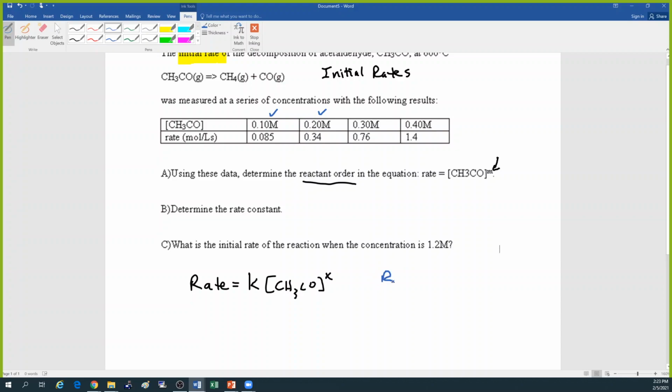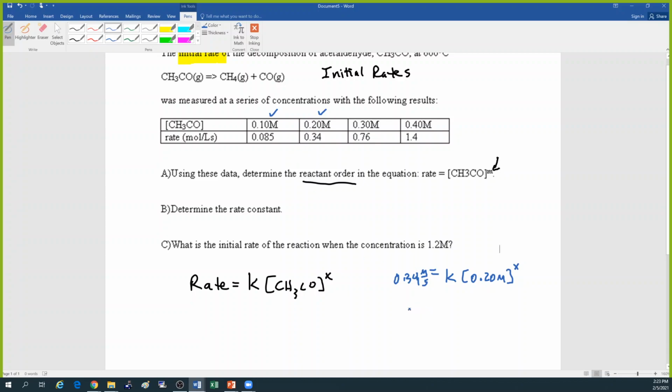So let's say the second rate, rate 2, is equal to some k that we don't know, times the concentration that we do know raised to some power that we don't know. Oh, but we do know the rate, so I can actually put a number in here, right? Which is 0.34. And I'm going to write it as molarity per second. I know it says moles per liter per second. It's the same thing.